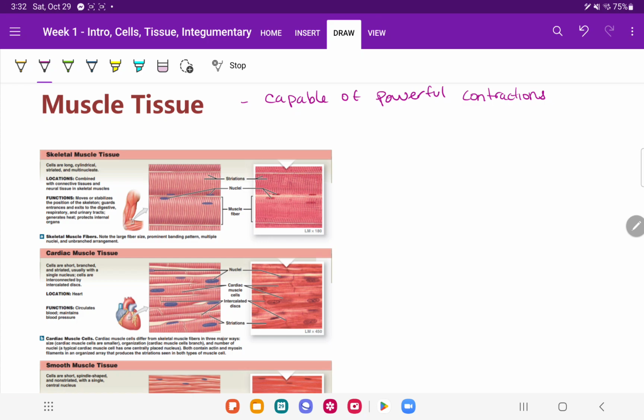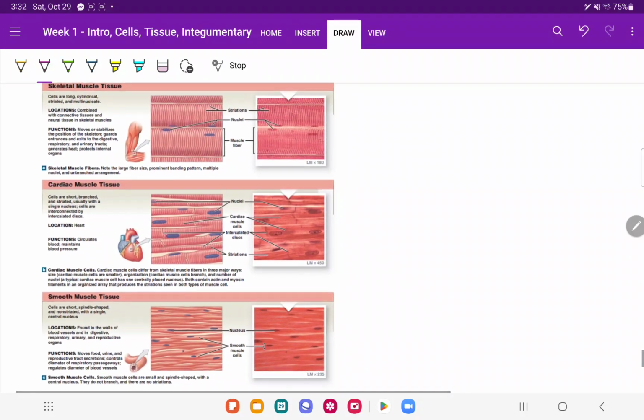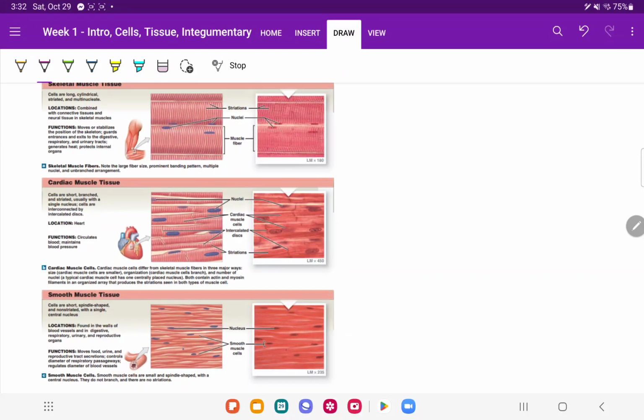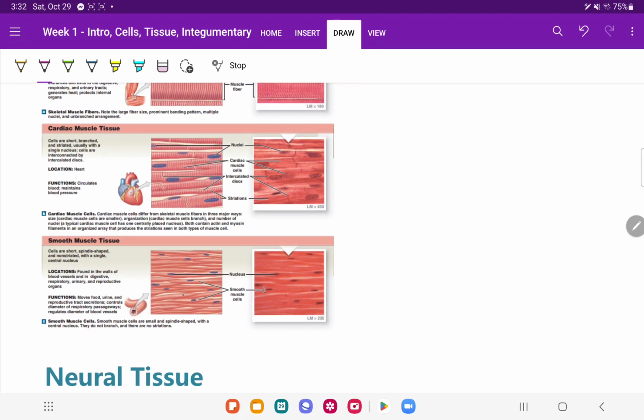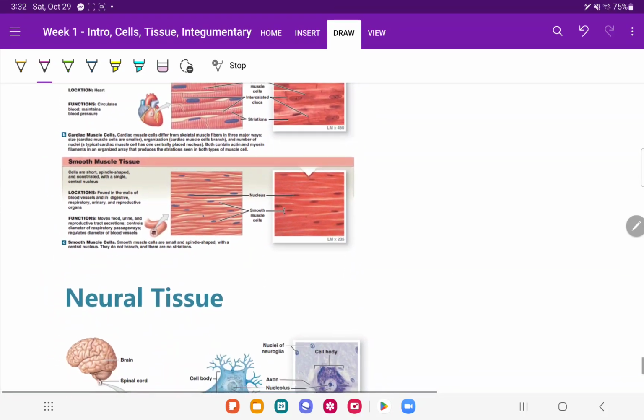Skeletal muscles move or stabilize the position of the skeleton. They also guard entrances and exits to the digestive, respiratory, and urinary tracts. They also generate heat and protect internal organs. Cardiac muscle helps with circulating blood and maintenance of blood pressure. Smooth muscle functions to move food, urine, and reproductive tract secretions. It also controls the diameter of respiratory passageways and regulates the diameter of blood vessels. Those are the three types of muscle tissue in the body.